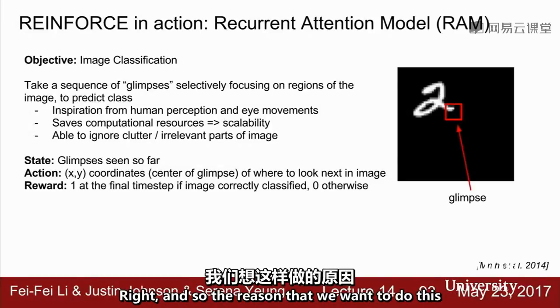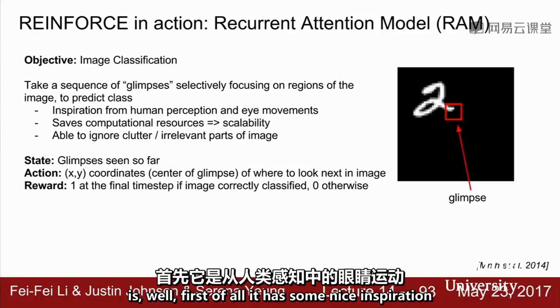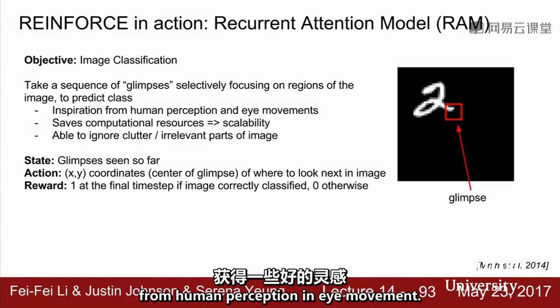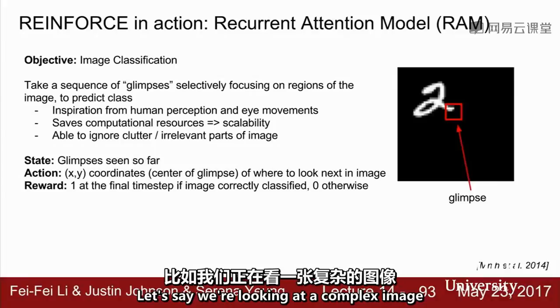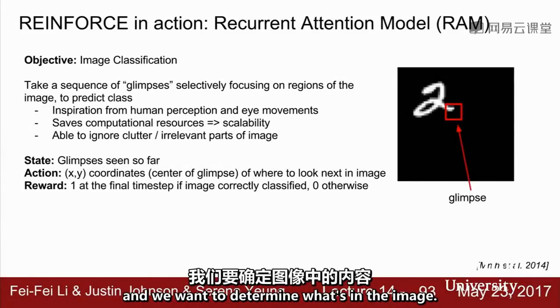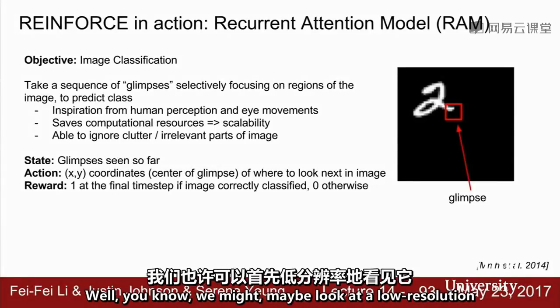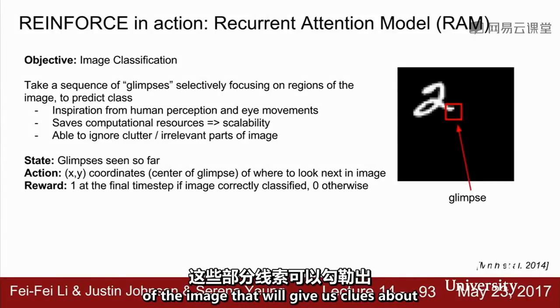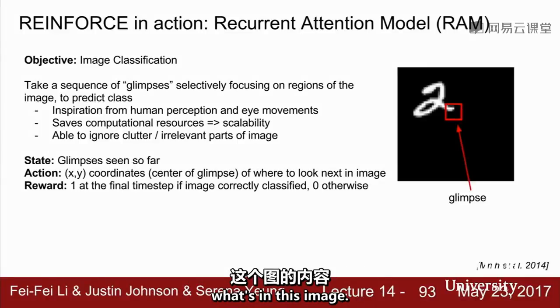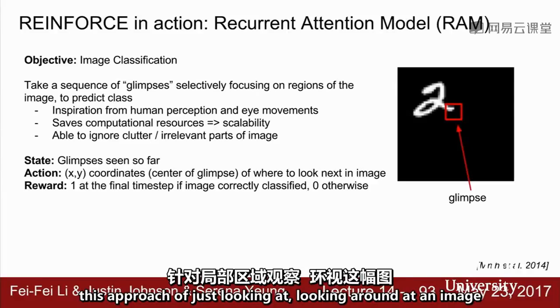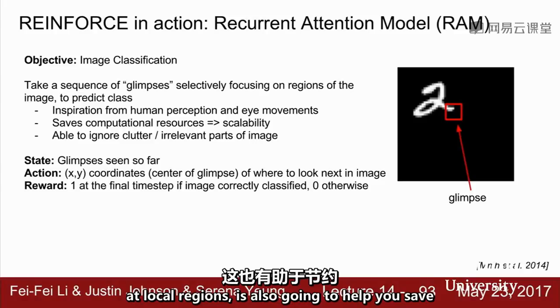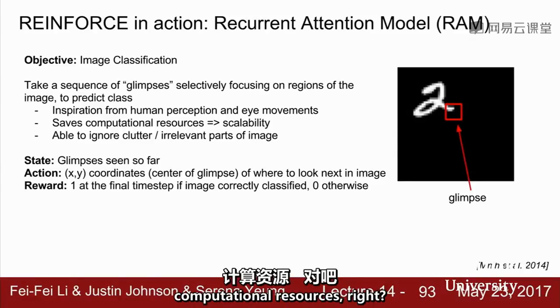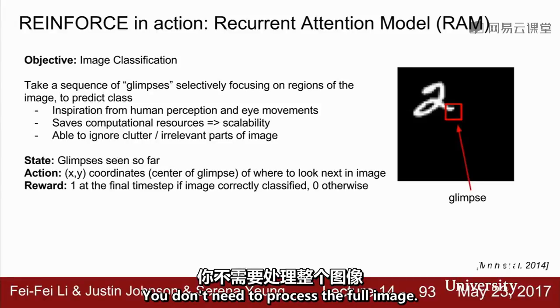The reason that we want to do this is, first of all, it has some nice inspiration from human perception and eye movements. Let's say we're looking at a complex image and we want to determine what's in the image. We might look at a low resolution of it first and then look specifically at parts of the image that will give us clues about what's in it, right? And this approach of looking around the image at local regions is also going to help you save computational resources. You don't need to process the full image.